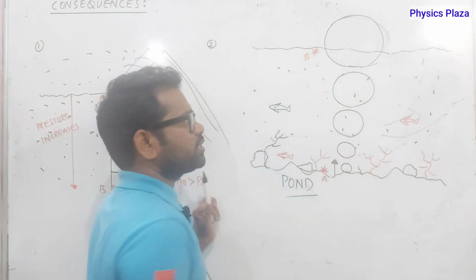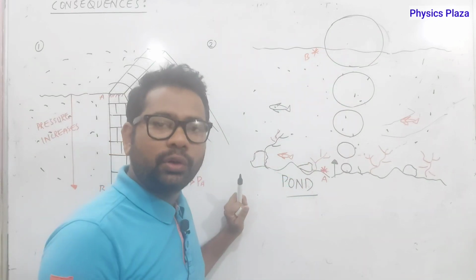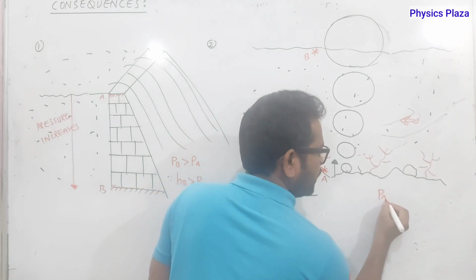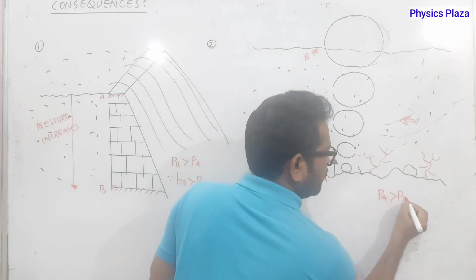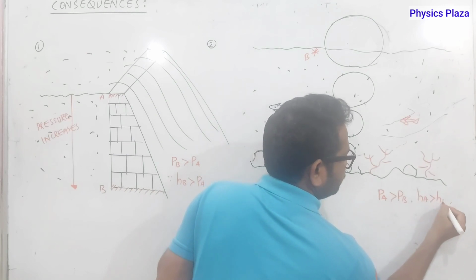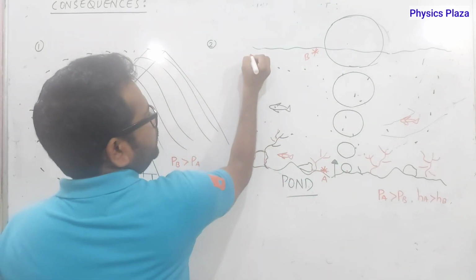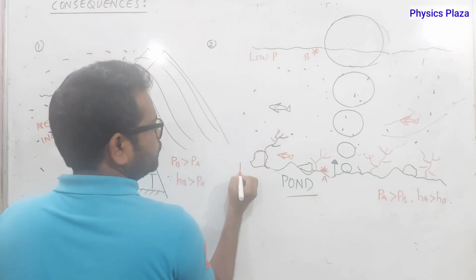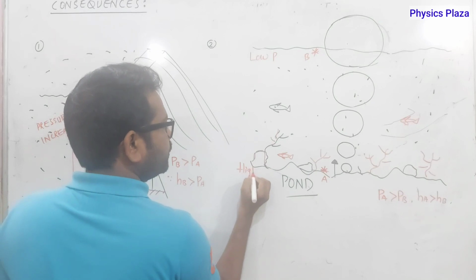Children, can you guess where the pressure will be more? Obviously at the bottom only. Why? The depth is more. So, the pressure at point A is greater than the pressure at point B, since HA is greater than HB. So, children, here low pressure will be there, whereas at the bottom high pressure will be there.